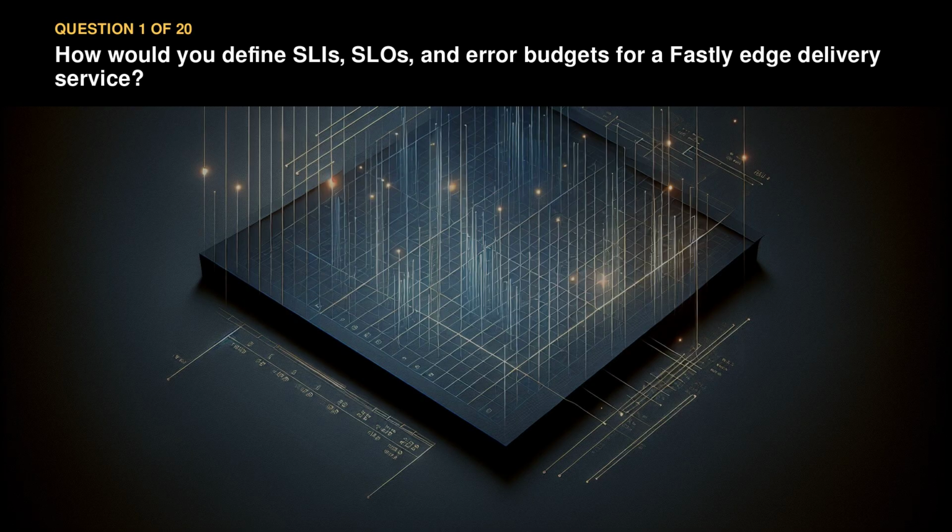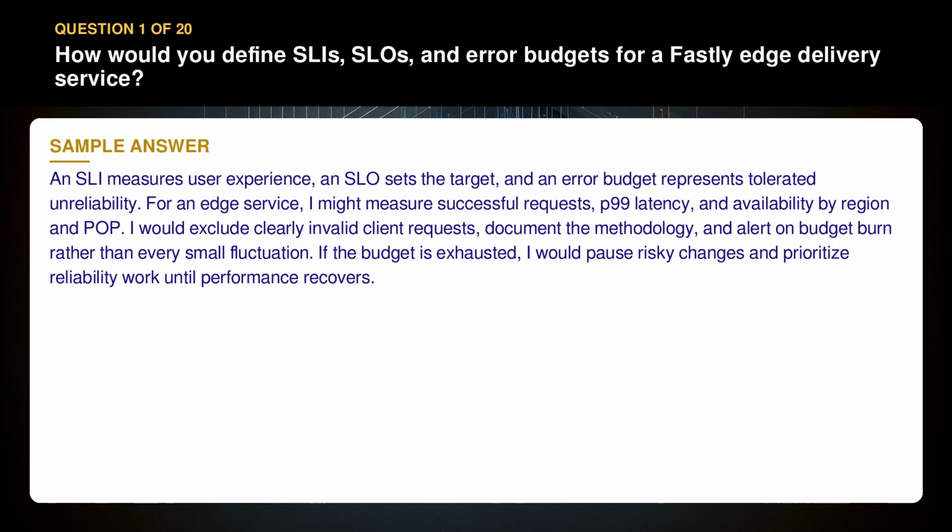Question 1. How would you define SLIs, SLOs, and error budgets for a Fastly Edge delivery service? An SLI measures user experience, an SLO sets the target, and an error budget represents tolerated unreliability. For an edge service, I might measure successful requests, P99 latency, and availability by region in POP.